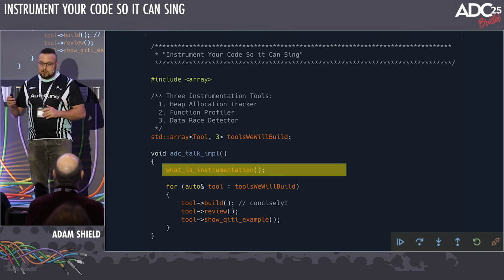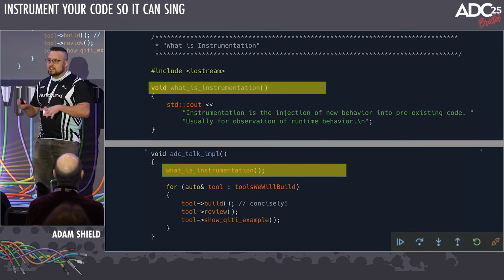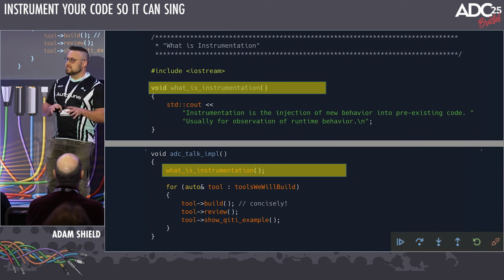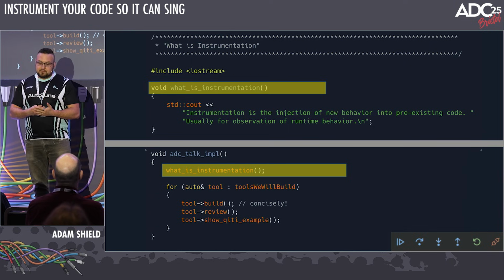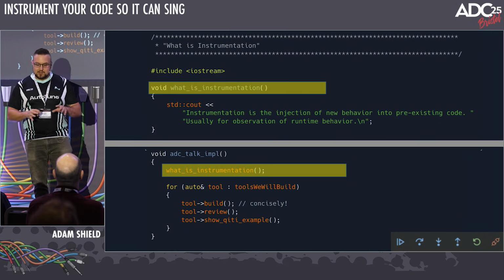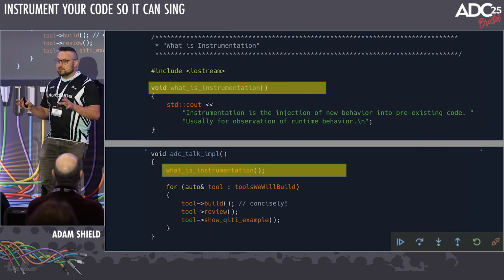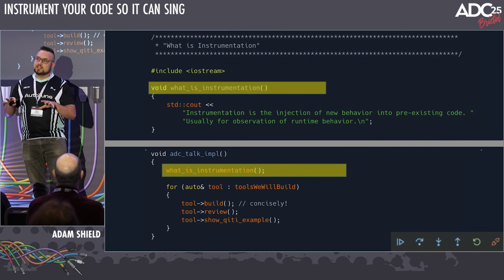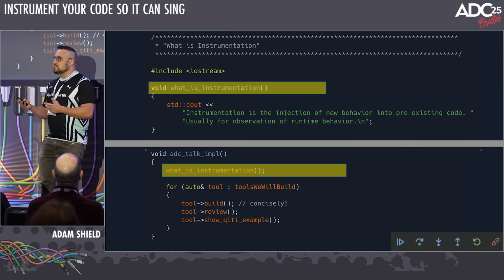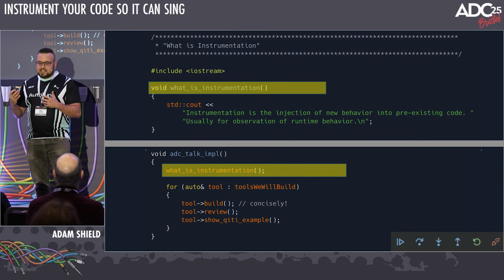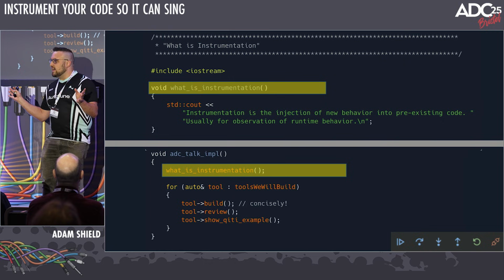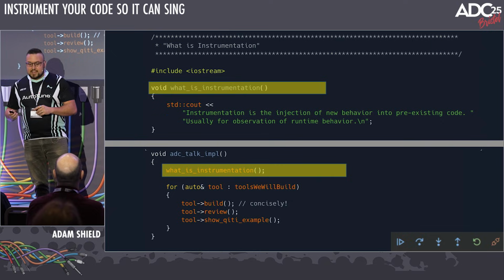Okay, so stepping right in, what is instrumentation? In the context of this talk, I define it as the injection of new behavior into pre-existing code. And I'll add, usually for the observation of runtime behavior. There are other reasons you might want to instrument your code, but for the examples here today, it's more about the observation of the runtime behavior. And I'll also note that I'm visualizing these as something you can flip on and off. You might hide these features behind some kind of custom flag that you might turn on whenever you're compiling your tests and then add these features.